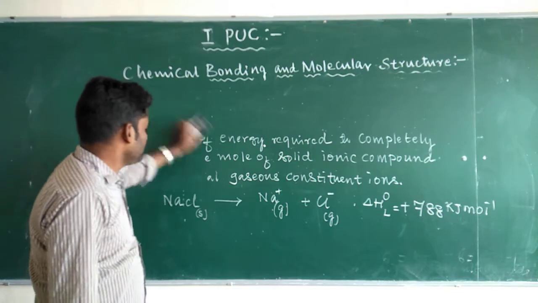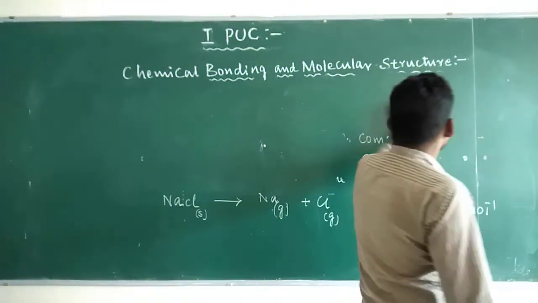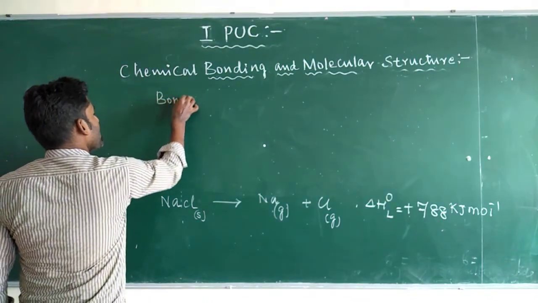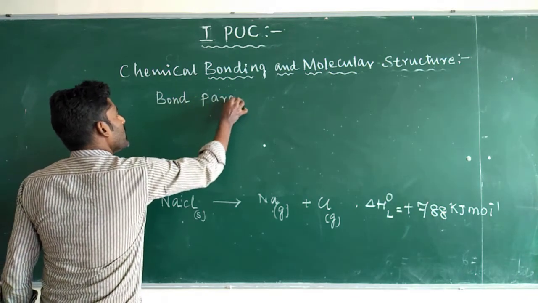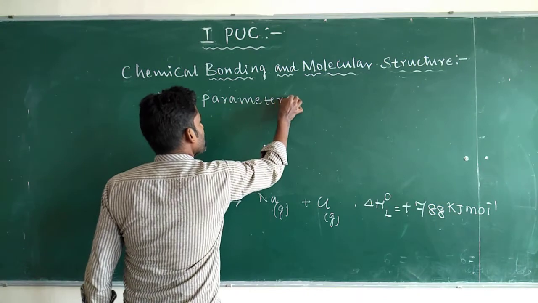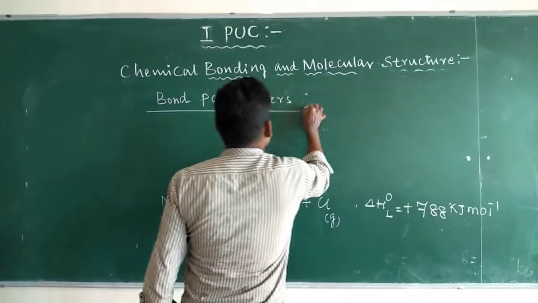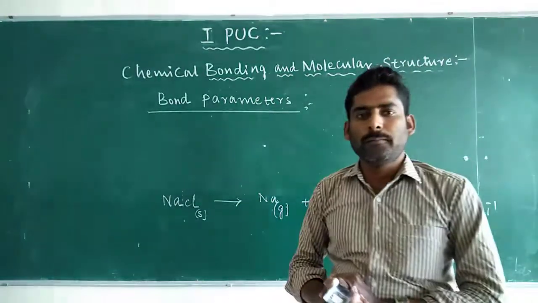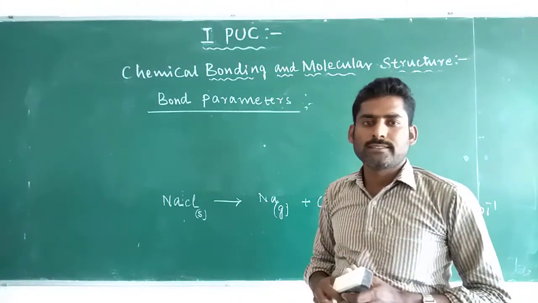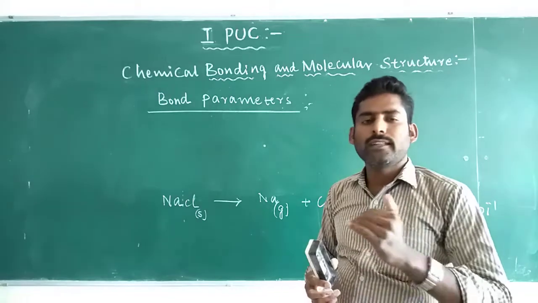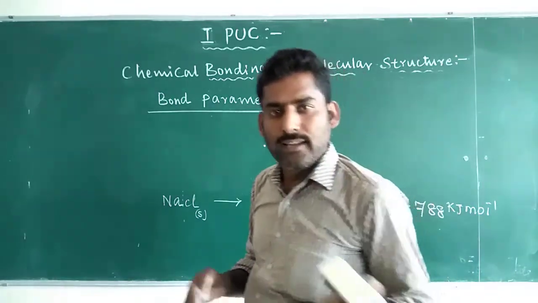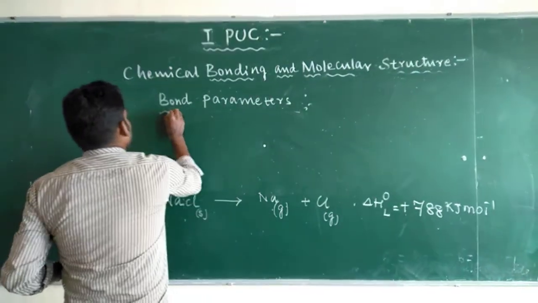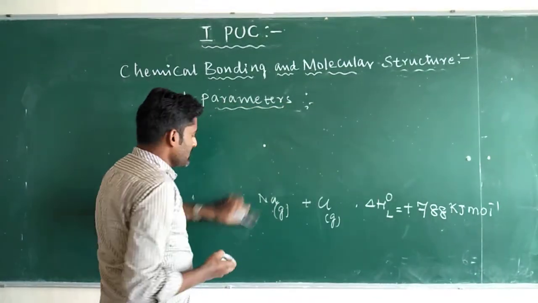Okay, next. Bond parameters. Bond order, bond enthalpy, bond length and bond angle are called bond parameters. So let us discuss them one by one.